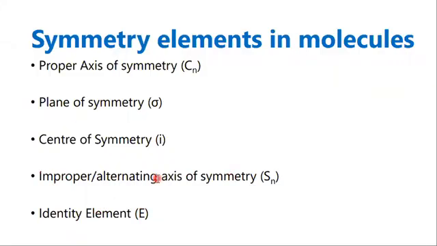There are 5 types of symmetry elements present in molecules. They have unique symbols also. The first one is known as the proper axis of symmetry. It is denoted by Cn. Then the plane of symmetry, sigma. The center of symmetry, i. The improper or alternating axis of symmetry, Sn. And the identity element, E.